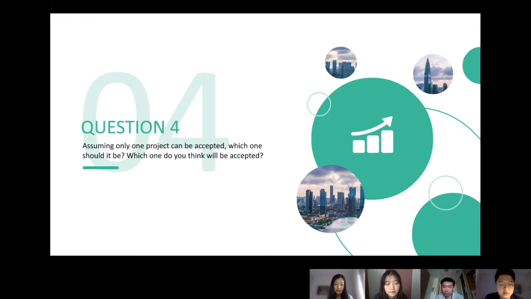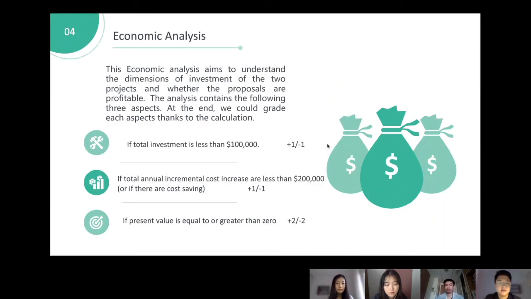And in order to make a decision, we have to do some analysis. The first analysis is the economic analysis. This part aims to understand the dimension of the investment of the two projects and whether the proposals are profitable. The analysis contains 3 aspects, and we will give a grade to each of the 3 aspects.